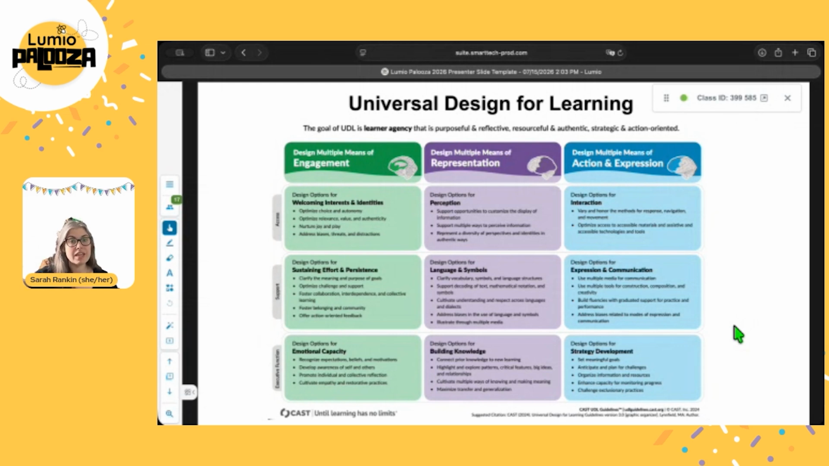And then finally, the options for strategy development, so that they're setting meaningful goals in a way that is going to help them both address those barriers, but also anticipate the barrier too. And I think that's the biggest challenge sometimes, is how do you anticipate a barrier if you don't know that it exists?